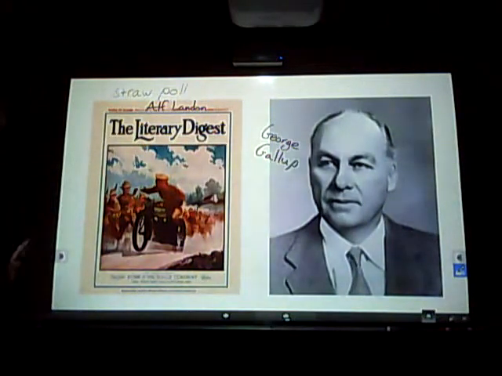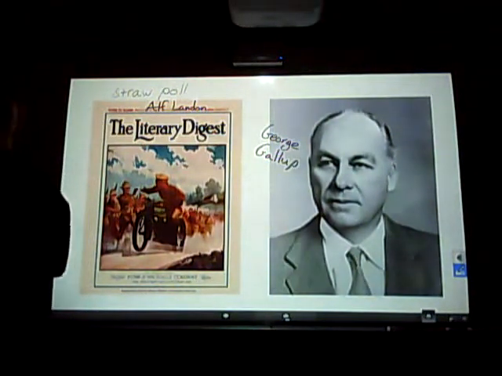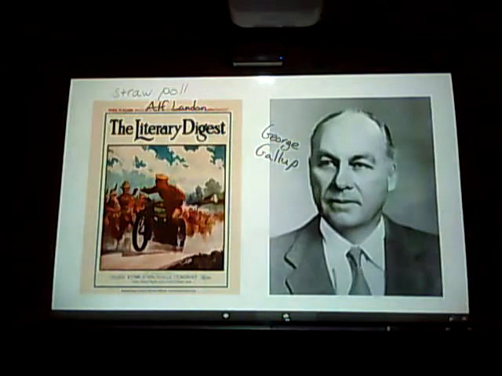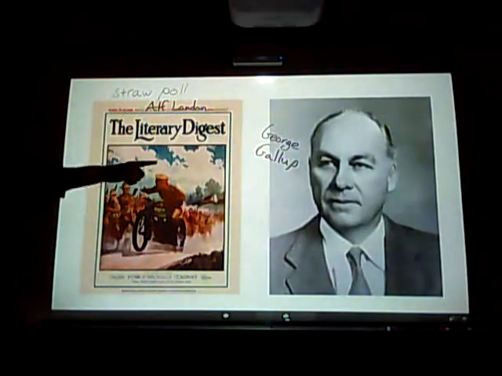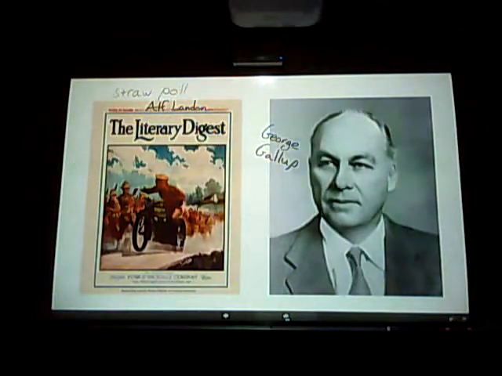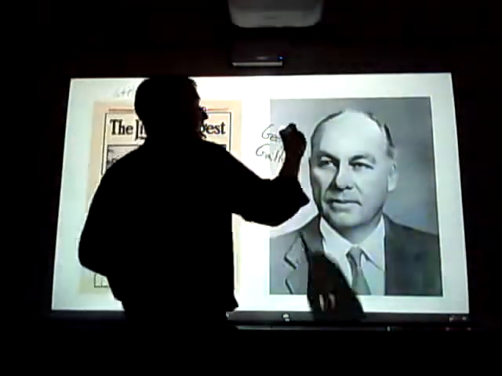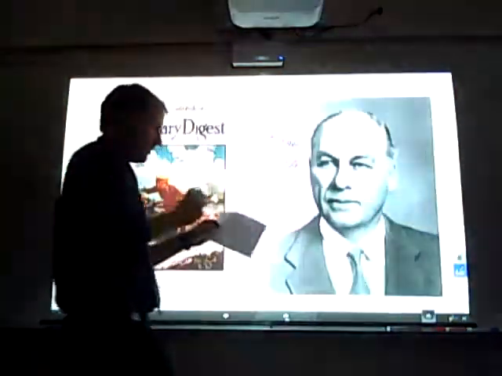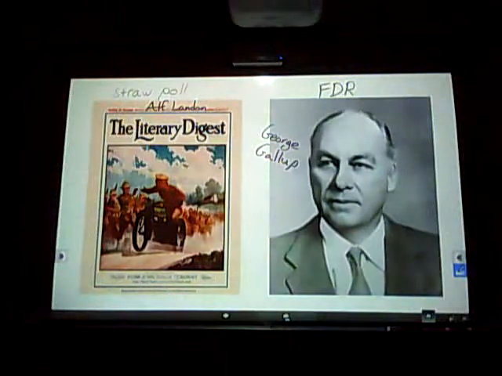Alf Landon. I said, Alf Landon's going to win. We're calling it. We've called the last 5 correct. We're going to be right again. Alf Landon is going to beat Franklin Roosevelt. George Gallup, on the other hand, disagreed. And George Gallup said, I've done a different poll, and I think Franklin Roosevelt's going to win. FDR.